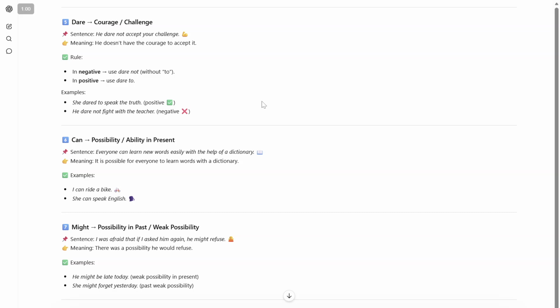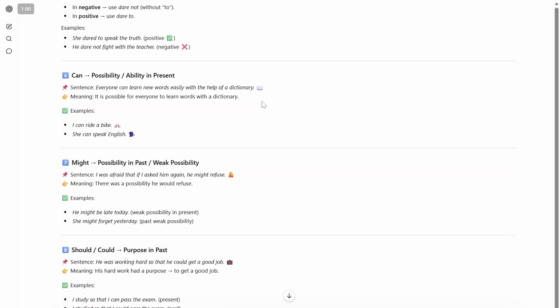She can speak English. Might: possibility in past, weak possibility. Sentence: I was afraid that if I asked him again, he might refuse. Meaning: there was a possibility he would refuse. Examples: He might be late today, weak possibility in present. She might forget yesterday, past weak possibility.